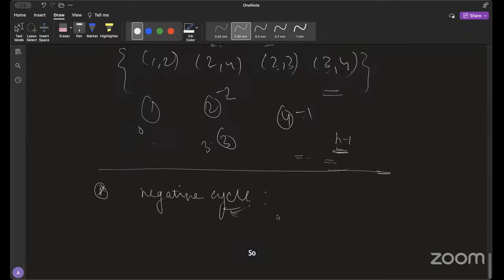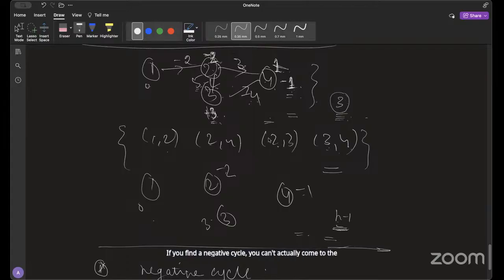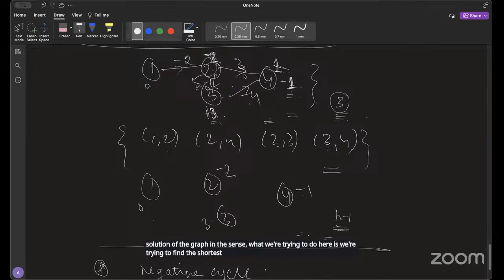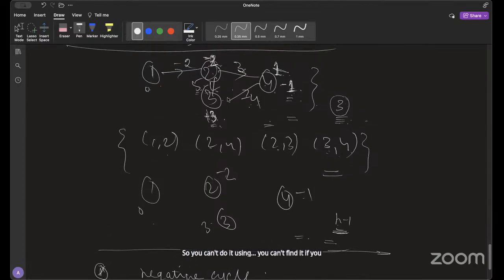So if you find a negative cycle, you can't actually come to the solution of the graph. Solution of the graph in the sense, what we're trying to do here is find the shortest time or whatever you have, the shortest thing. In the previous example, we had time, but whatever the weight is, you need to find the shortest of that from one given source to every other vertex. You can't find it if you have a negative cycle, because each time around the cycle, your weights keep getting reduced.